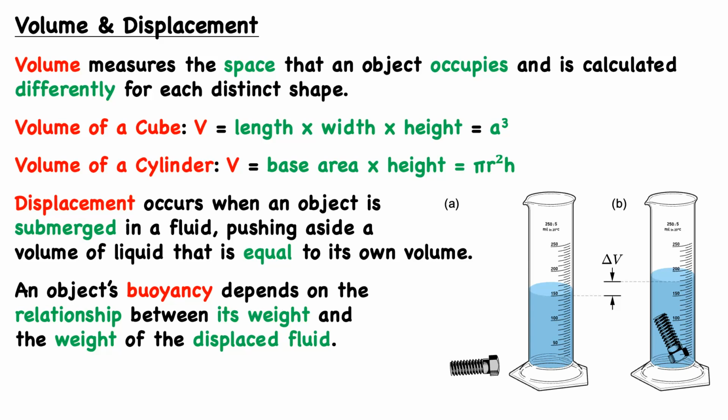Now, displacement also plays a very important role in the buoyancy. An object's buoyancy depends on the relationship between its weight and the weight of the displaced fluid. So for example, we see in frame B of the image that this bolt is not floating, it's sinking, it's not buoyant enough. So that means that the weight of the volume displaced is less than the weight of the object. If that were not true, it would be sitting here, floating at the surface.